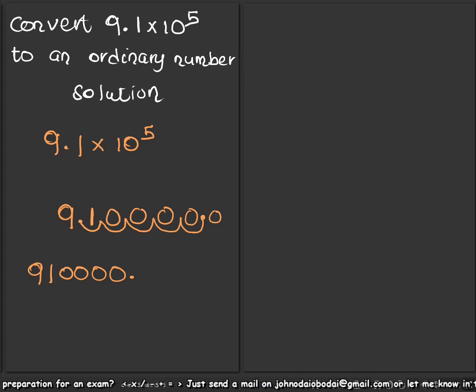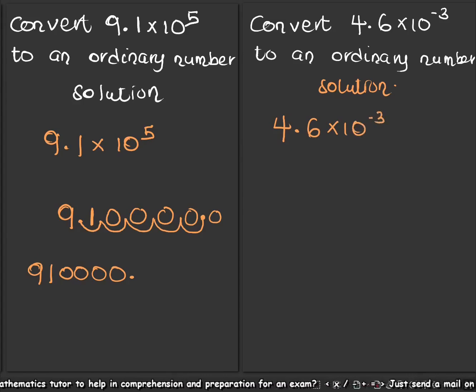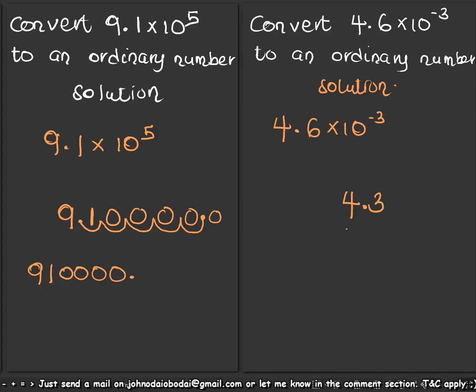Let's look at the last one, which would be having a negative power. So with this here, we have to convert 4.6 times 10 to the power negative 3 to an ordinary number. You see that? So the first thing we need to do, just as we did before, is write the number 4.6. Now this time around, it is a negative power. So what that means is the answer we are going to get is going to be a smaller number. You get it? Or we are going to move the decimal point towards the left.